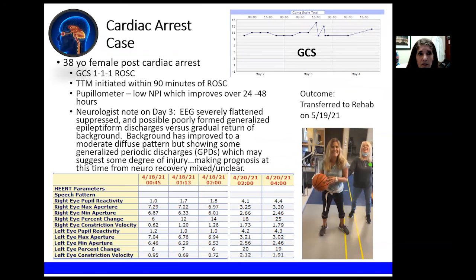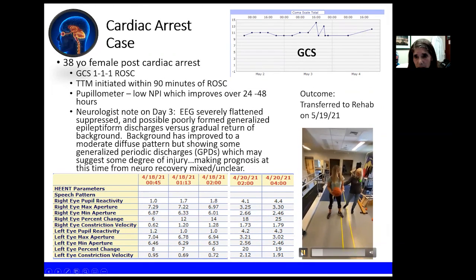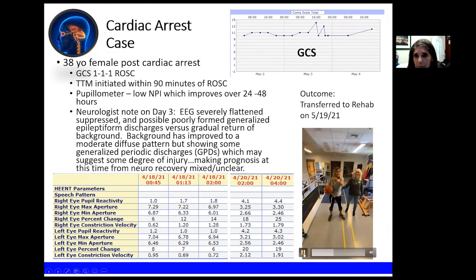This is one of our patients, a 38-year-old female who had a cardiac arrest. TTM was initiated within 90 minutes. The pupilometer reveals a very low reading initially, but it recovers to 4.1, 4.2. And this is her in rehab, who has done an amazing recovery. But once again, that NPI is showing us that there could be changes.